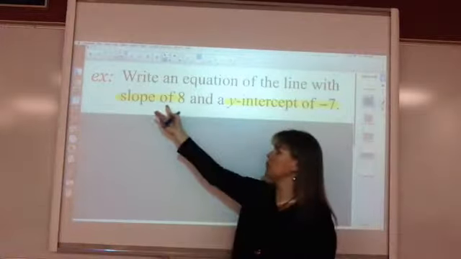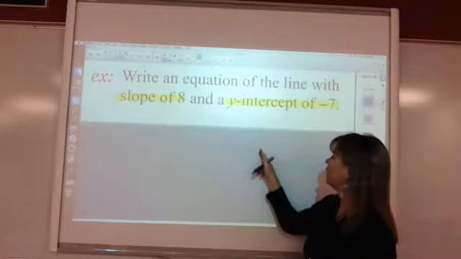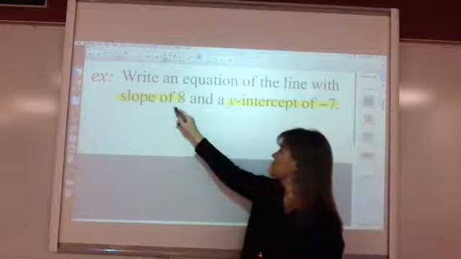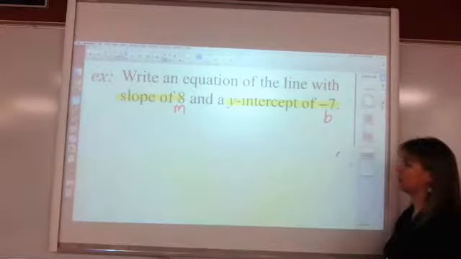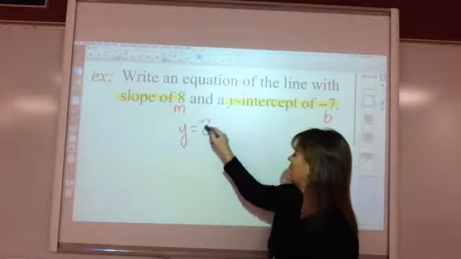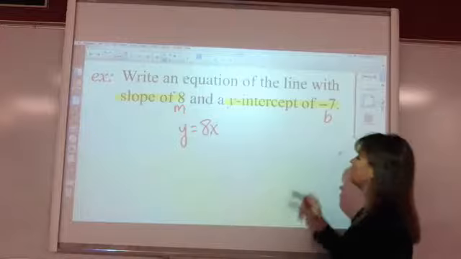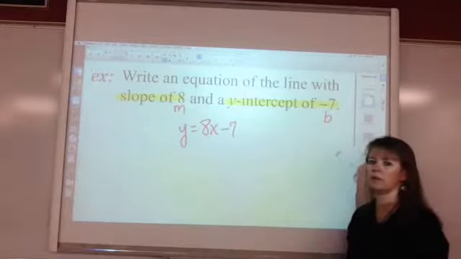Next example, same instructions, so you don't have to rewrite how it says write an equation of the line with. Maybe you just want to write the highlighted in your notes. Now we have a slope of 8 and a y-intercept of -7. So this is our m. This is our base of our intercept. Y equals 8x. And now instead of putting plus a -7, we will just do subtract 7.